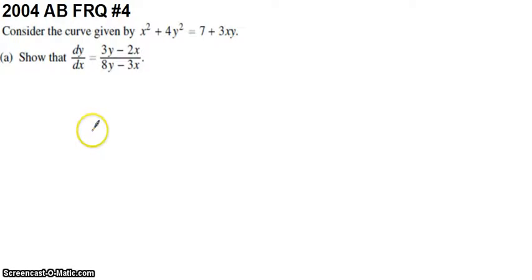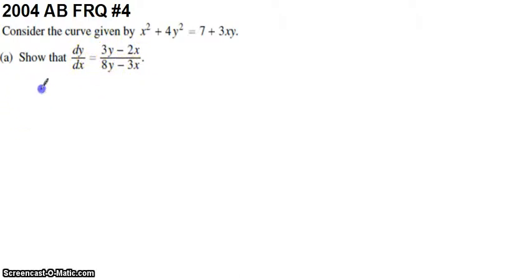So this is problem number 4 from the 2004 AP Calculus AB free response set, and what we're asked to do with this curve, and this curve is defined implicitly, it's not solved for y. We want to find the derivative of y with respect to x and show that it's equal to this.